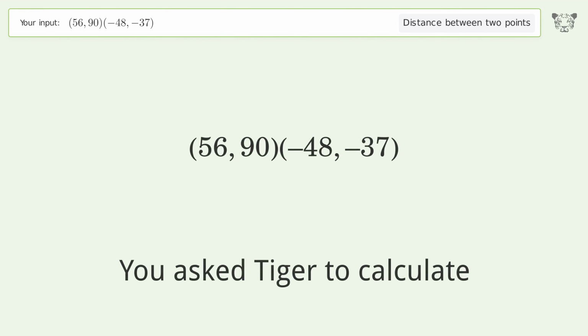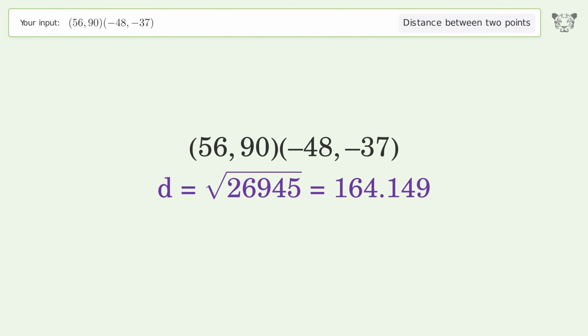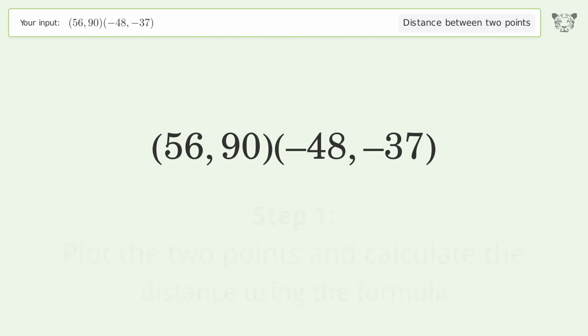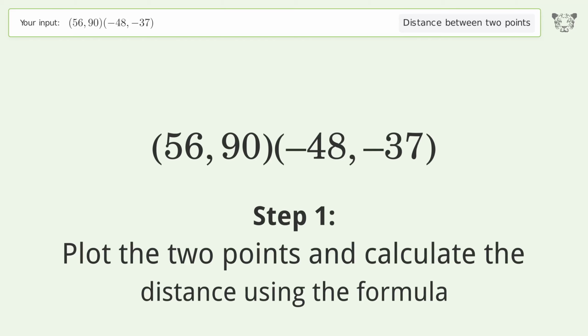You ask Tiger to calculate. This deals with the distance between 2 points. The distance between the 2 points is the square root of 26,945 or 164.149. Let's solve it step by step. Plot the 2 points and calculate the distance using the formula.